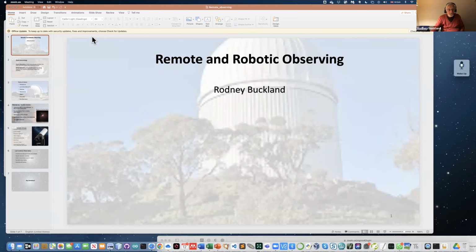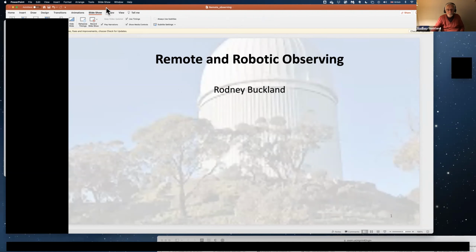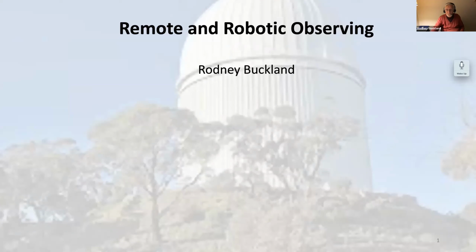So let me share my slides. Here we go. There we are. That's a nice easy one, isn't it? Anybody know where that observatory is? You can tell from the trees. That is Siding Spring in the north of New South Wales. But it's not remote and it's not robotic. It's just a nice picture.